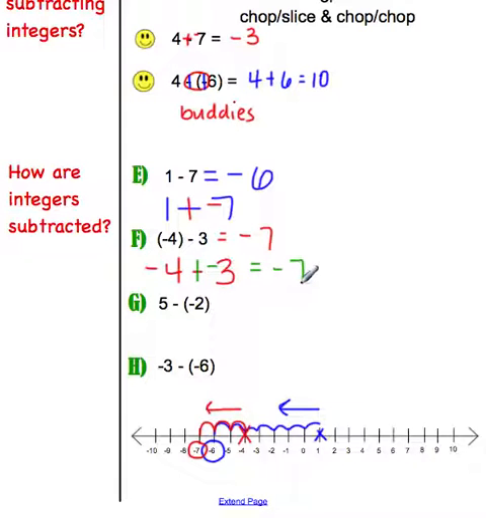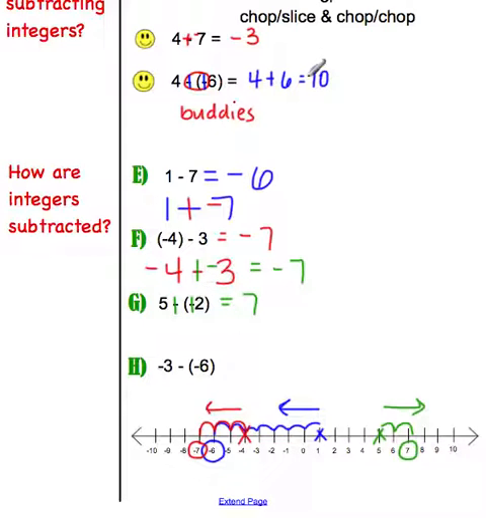The next one, we have 5 minus -2. So we start at 5. And we're going the opposite of -2. -2 would imply to the left, so I'm going to go actually the opposite, or to the right, 2, which is how I get an answer of +7. Because remember, we have buddies, so we would add the opposite. So instead of subtracting, we're adding a positive. 5 plus 2 is 7.